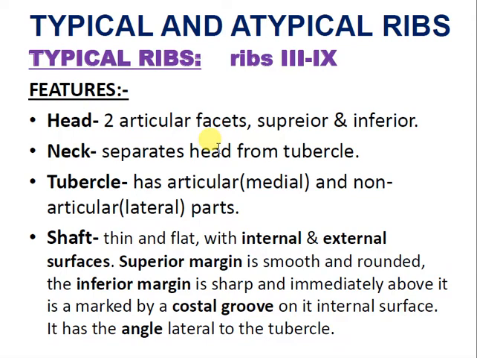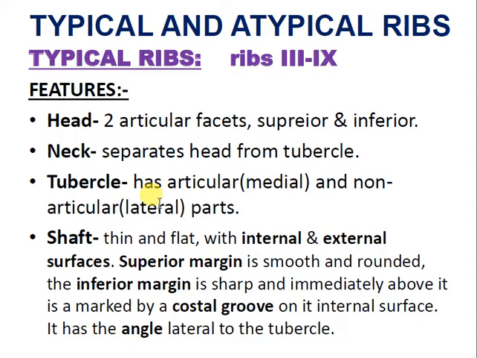In the neck of the typical rib, the neck separates the head from the tubercle. The tubercle has an articular medial part and a non-articular lateral part. So the tubercle has two parts, the medial and the lateral one. The medial is the articular one, and the non-articular one is the lateral part. Then from there we have the shaft of the rib.